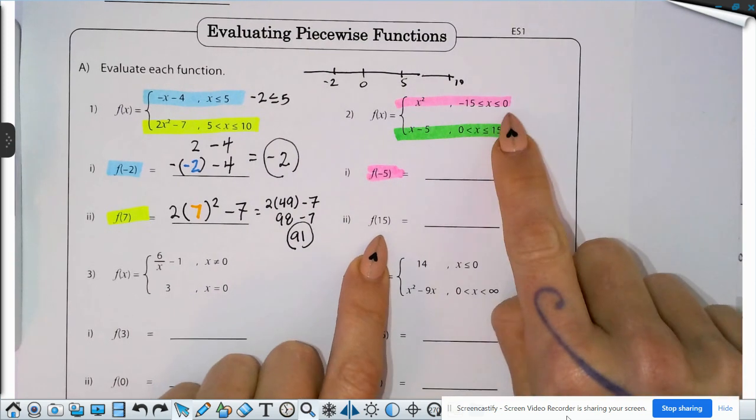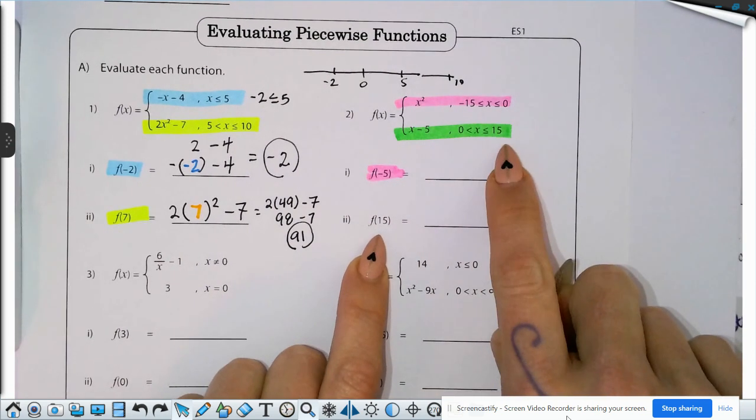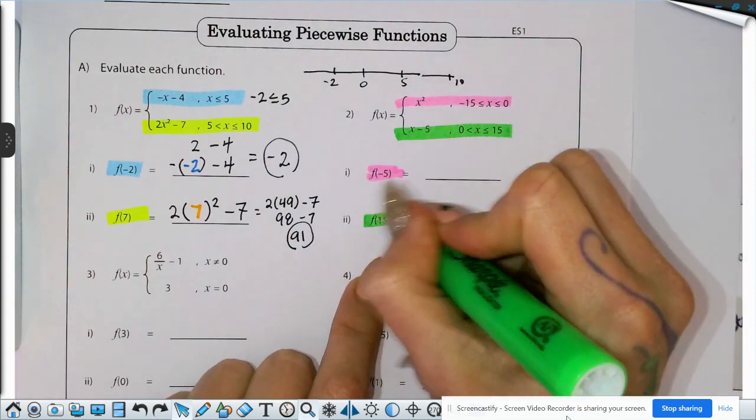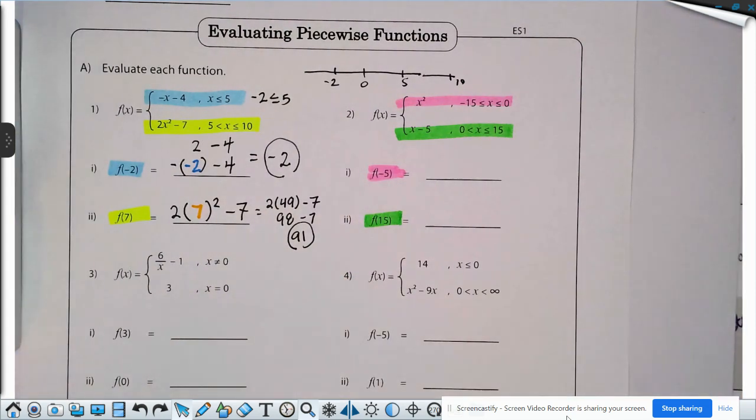+15, is it to the left of 0 or is it to the right of 0? It is to the right, so this is going to be our green function. In this worksheet, it is just coincidental that they're one of each. There is no promise that it is going to be one of each. And there could be 4 functions and 10 problems below it. So this is just a kind worksheet where you get to practice all the things, if kind worksheets are a thing in math.